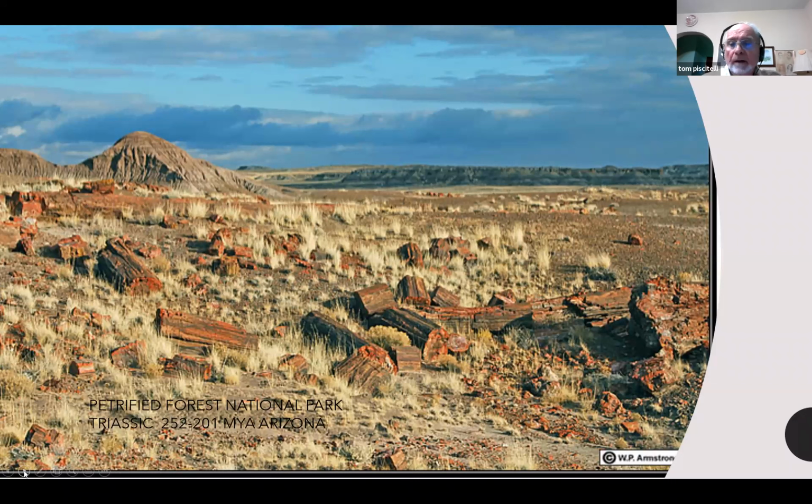There are other petrified forests in the United States. I'm not going to show you pictures of them, but I will tell you what some of them are in case you would like at some point to visit them.